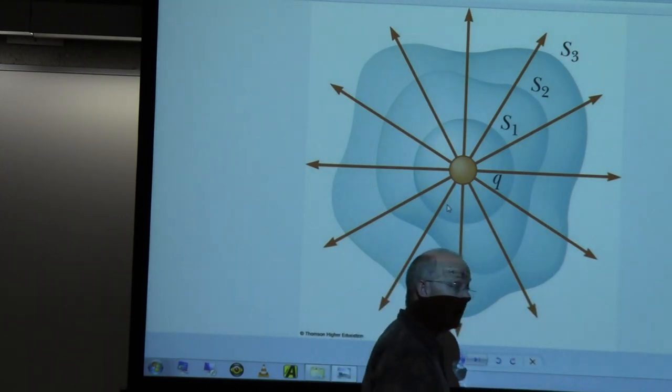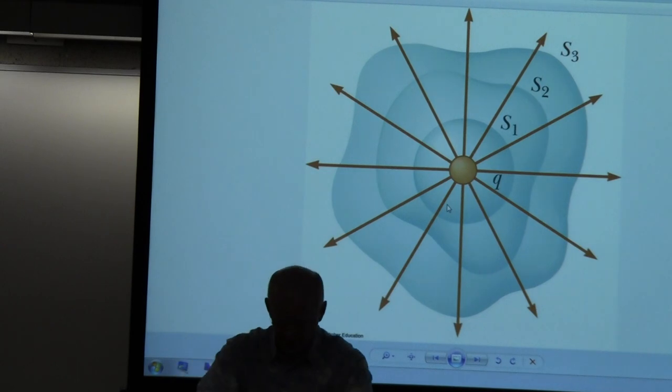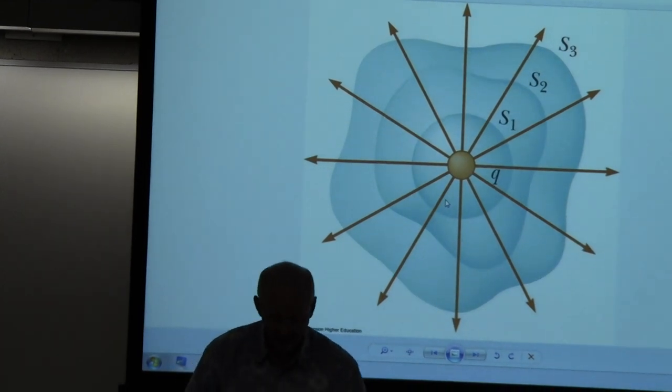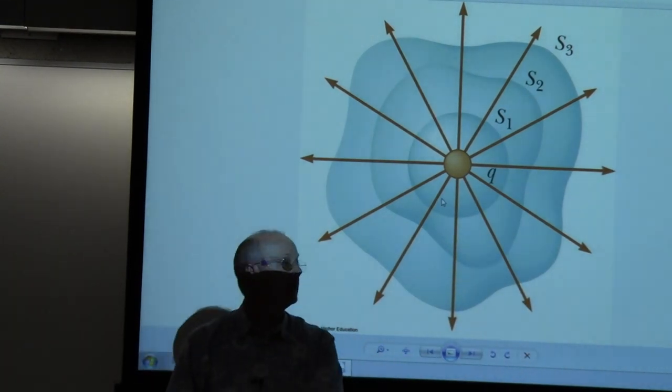Surface two also includes surface one? Yeah. So if this is the charge, surface one is like this. Now, forget surface one. Surface two is just a bigger blob, but it's not hollowed out in the middle.